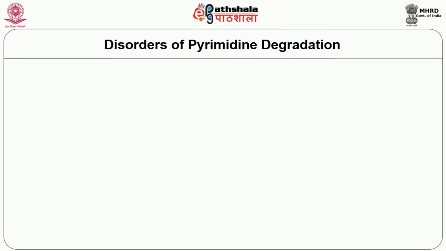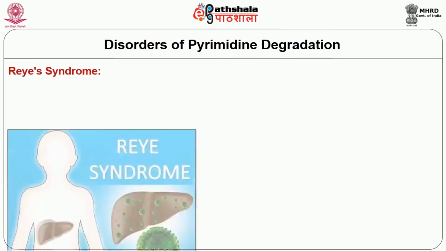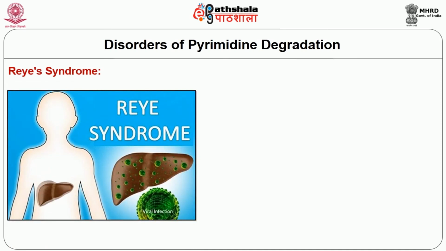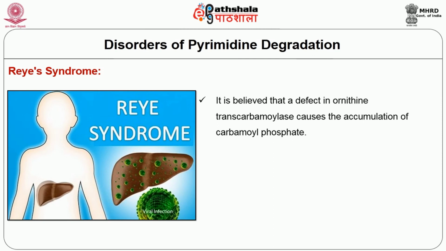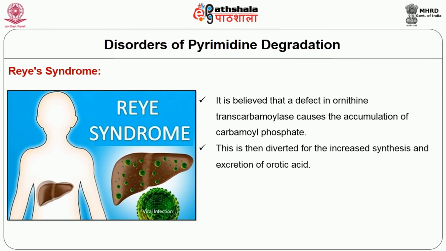The next condition that we will consider is Reye's syndrome. This is considered as a secondary orotic aciduria. It is believed that a defect in ornithine transcarbamylase, the enzyme of the urea cycle, causes the accumulation of carbamoyl phosphate. This is then diverted for the increased synthesis and excretion of orotic acid.